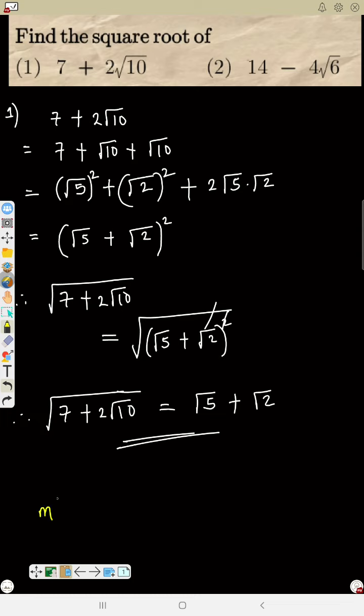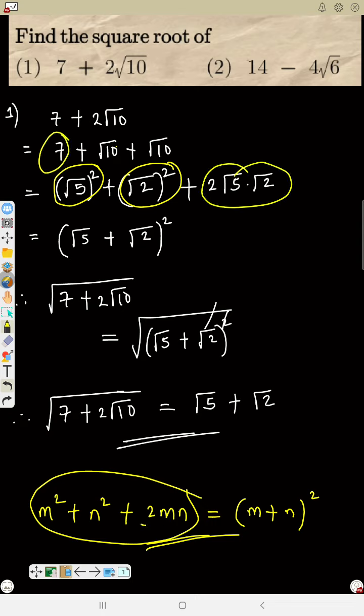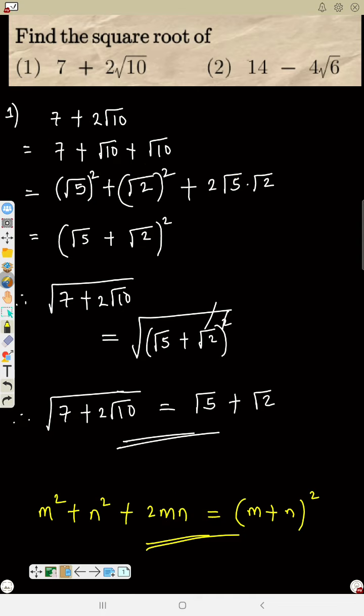Your aim is to change it to the form of m square plus n square plus 2mn is equal to m plus n square. Because if you expand, it is this form I changed this question to. So the point is that you have root 10 and 5 times 2 will give you 10. 5 plus 2 will give you 7. And I know root 5 square will be 5. Root 2 square will be 2, which is 7. Then 2 root 5 times root 2 shows 2 root mn. So that is it. Now let's see number 2.